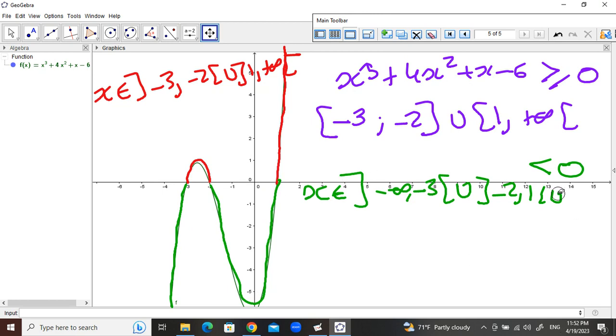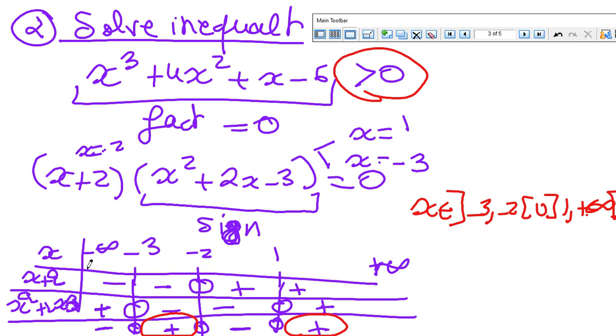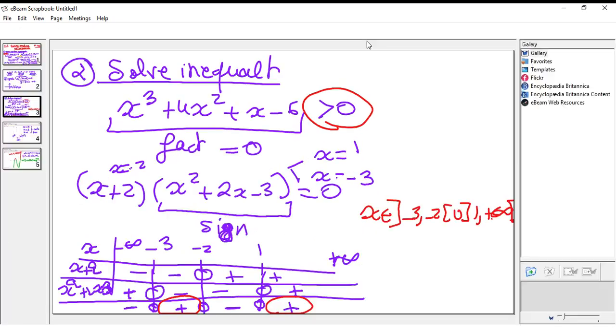And you can also double check this work from the table. If you go back here to the table, that's it. It's minus infinity, minus 3, union minus 2, 1. That's it. This is all we are doing in this lesson.